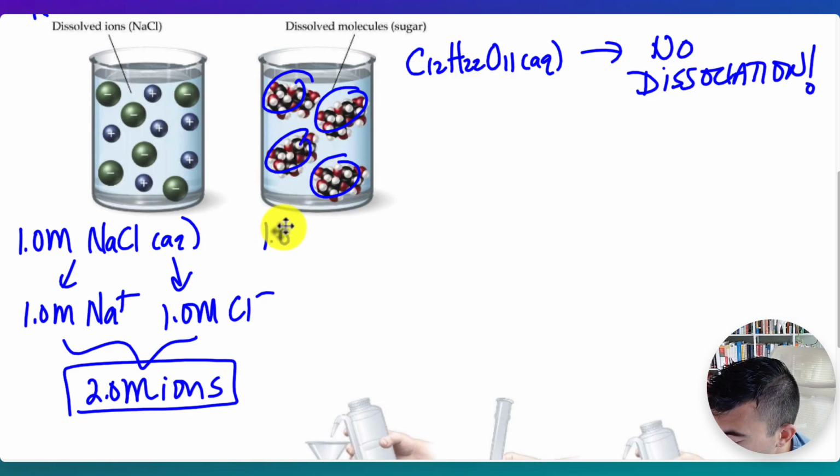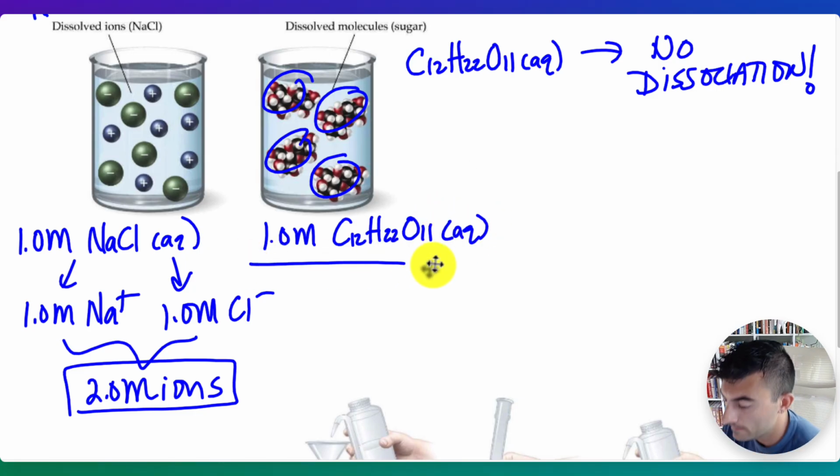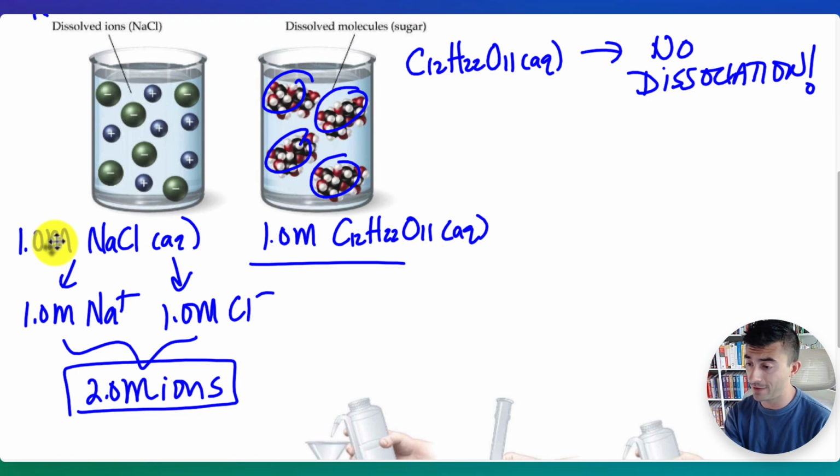So if I have 1 molar of sucrose, I have 1 molar of solute particles floating around there. No ions, because there's no ions in something that's molecular covalent. But if we're looking at how many total particles are floating around, it's still 1 molar. They don't break down anymore. If I have a 1 molar solution of NaCl, the total concentration of particles is actually 2 molar of ions.